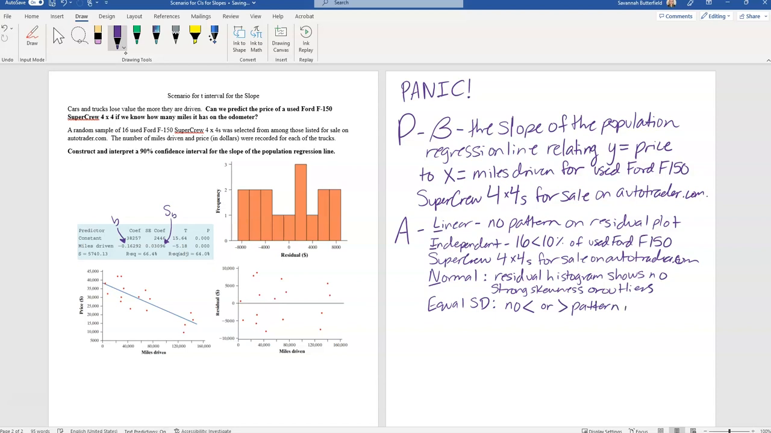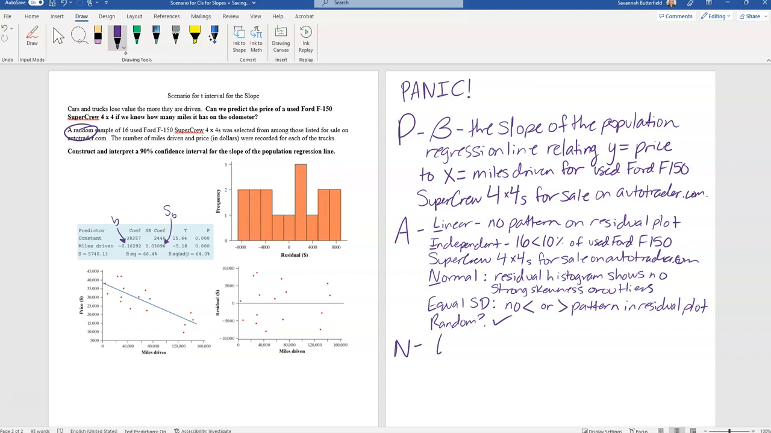So that pattern in the residual plot, this is all over the place. And then random? Yeah, it says right there that it was random. So the assumptions is by far the longest section here, which is a little bit annoying, but we'll live.